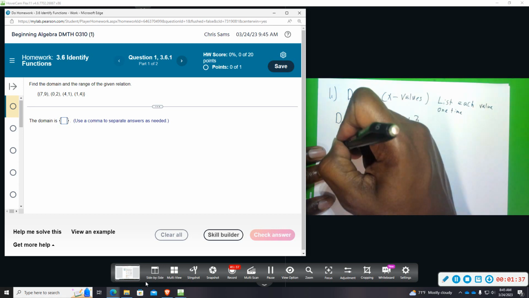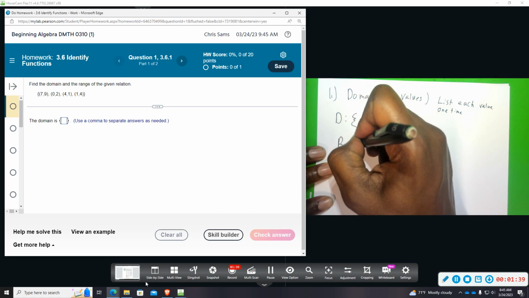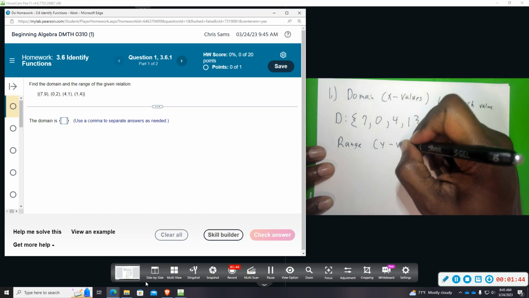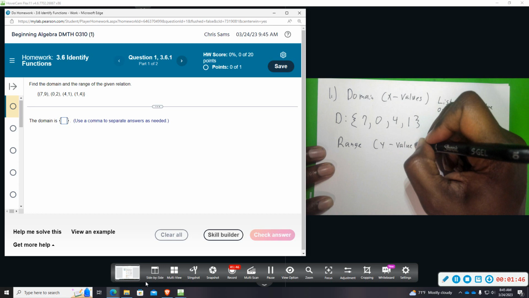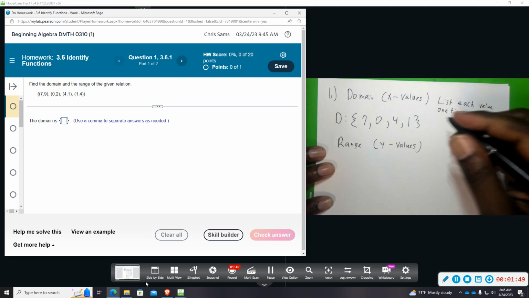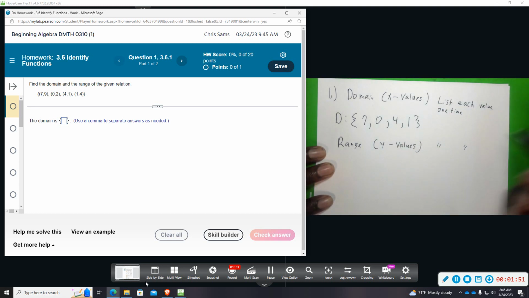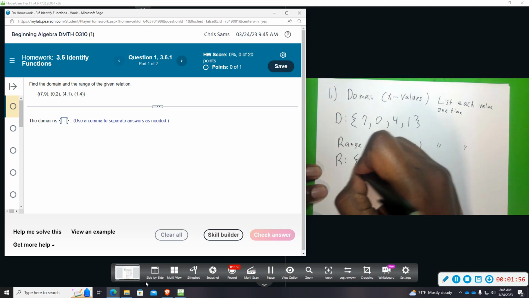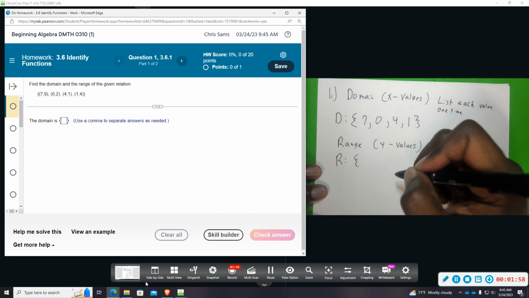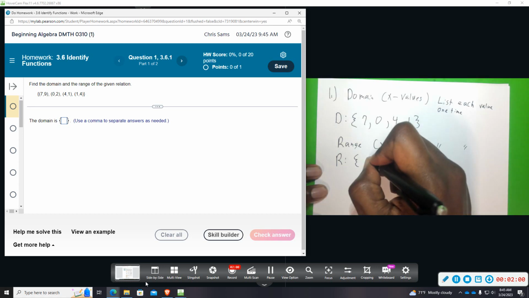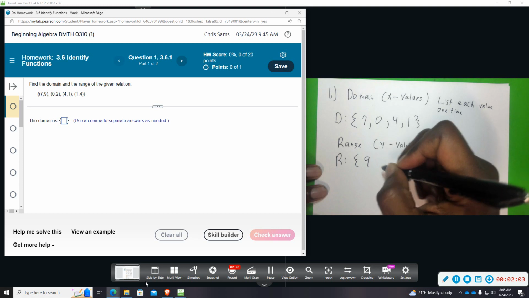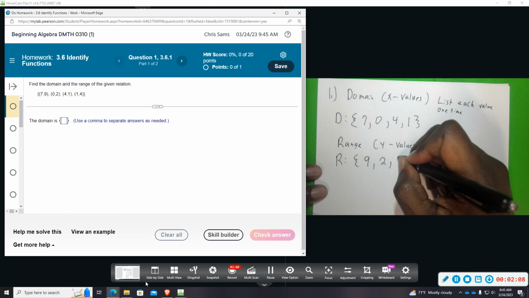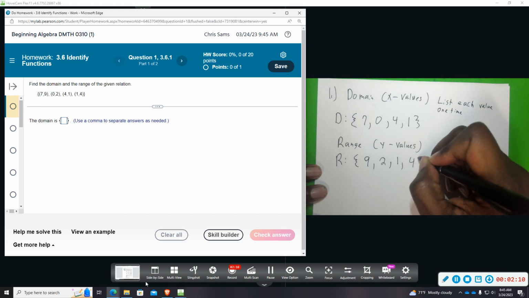And then when we do the range, we're going to list the y values. Same rules. We just want to know which y values occur. So I'm going to put quotation marks for ditto. So I'm going to put an R for range. I'm going to put a curly bracket since I'm listing. And then I'm going to list the second coordinate. So I'm going to list a 9, and then a 2, and then a 1, and then a 4.